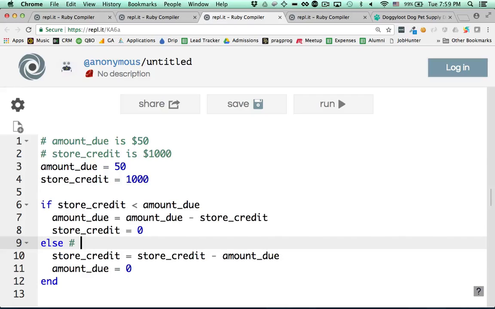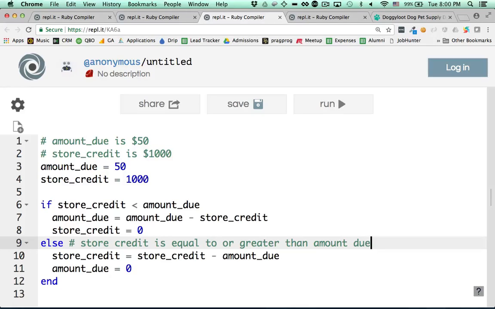The else can be said in English as: if amount due is not greater than store credit. Another way to say it, which I prefer in this scenario, is store credit is either equal to or greater than amount due, which is the same thing, just different words. Easier, I think, to think about it that way. So basically, if I have enough store credit to pay for this purchase, maybe I'm using all of it towards the purchase, but I have enough.